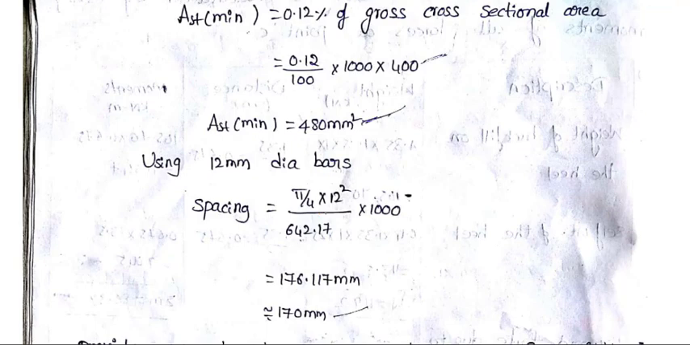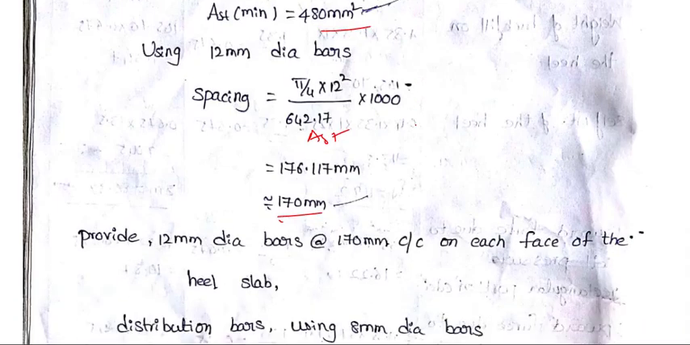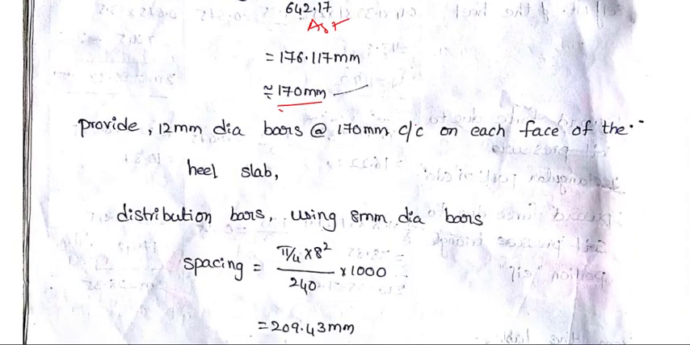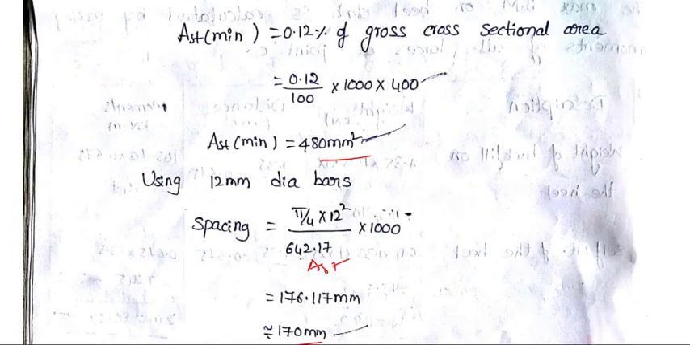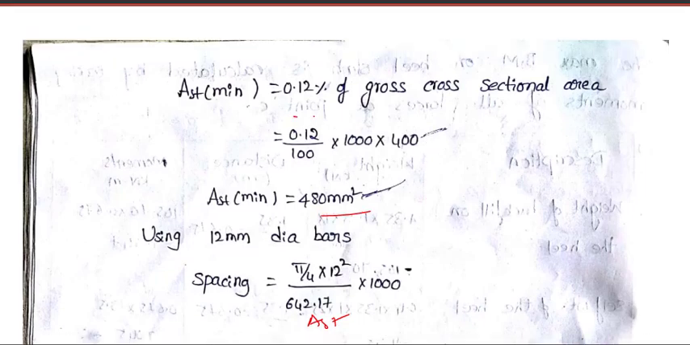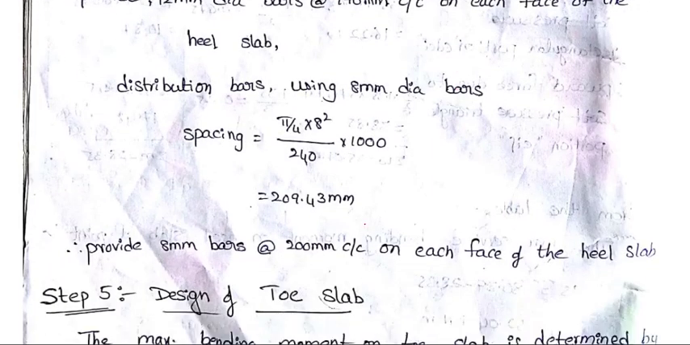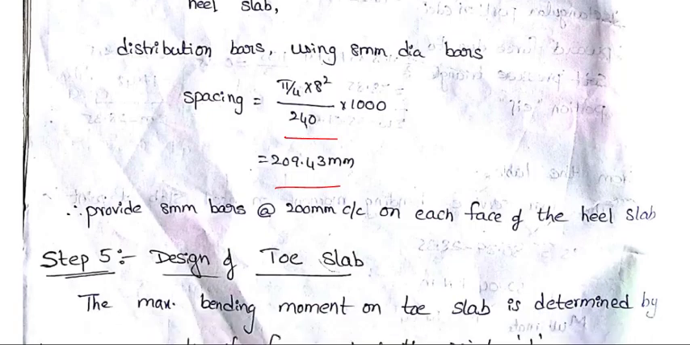Next we need to find out the spacing, so let's go to this one. Use 12 mm tie bars, 4 into 12 square divided by Ast value into 1000. So spacing will be 170 mm. Next one is cross sectional area of Ast minimum, which will be 480 mm square. This one is for distribution reinforcement. So for 480, the spacing is found using the same formula. So use 8 mm bars at 200 mm center to center on each face of the heel slab.